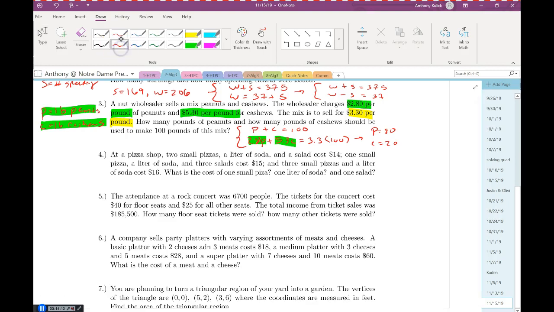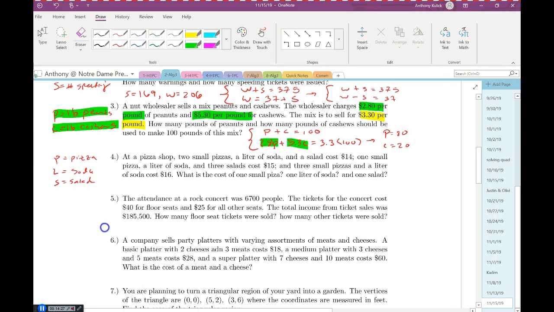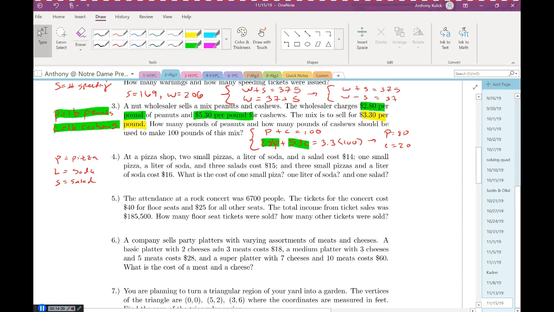How many variables? 3. Good. So 1 is the cost of the pizza, 1 is the cost of the soda, and 1 is the cost for the salad. Okay. We got 3 variables. How many equations am I going to need? 3. Good. What's one of those 3 equations?